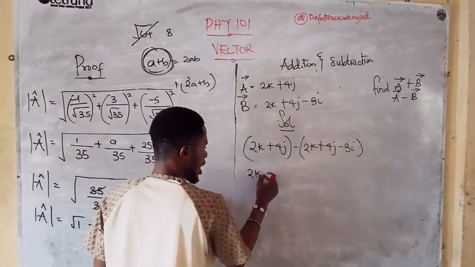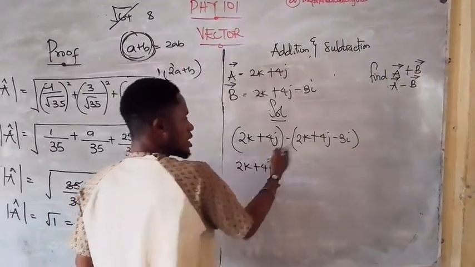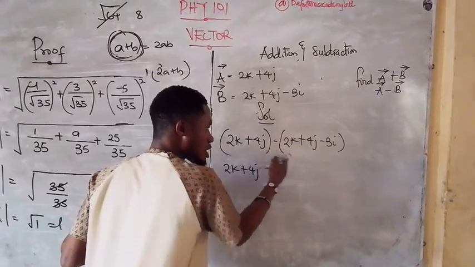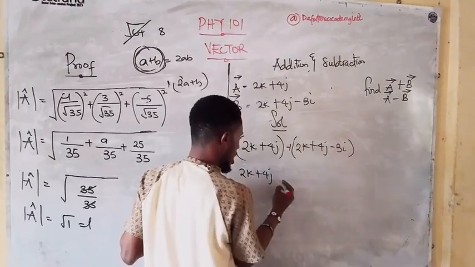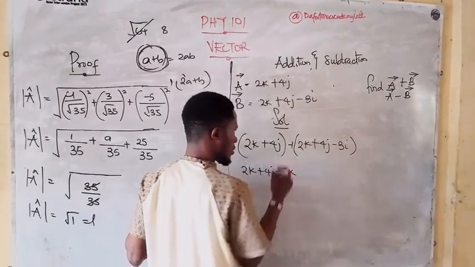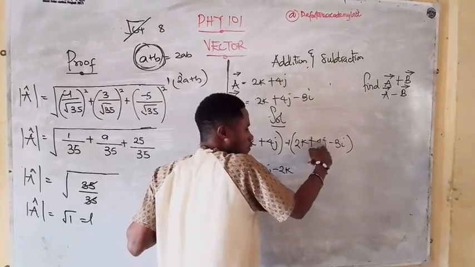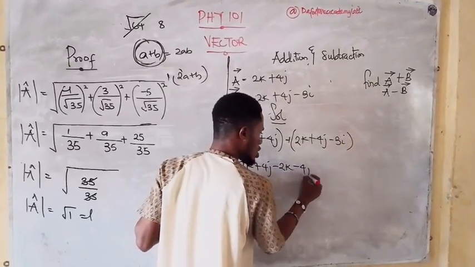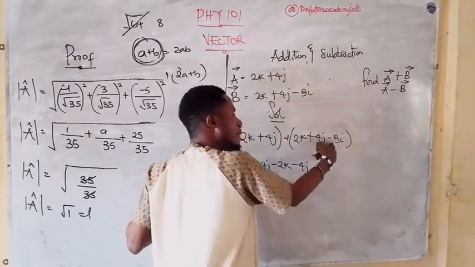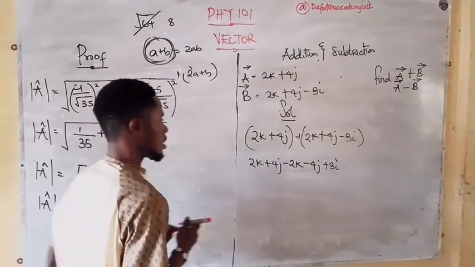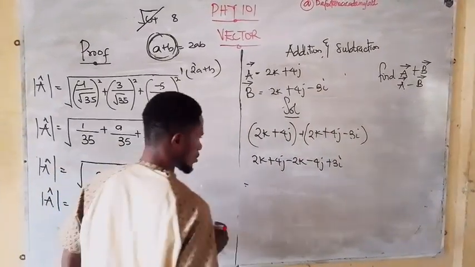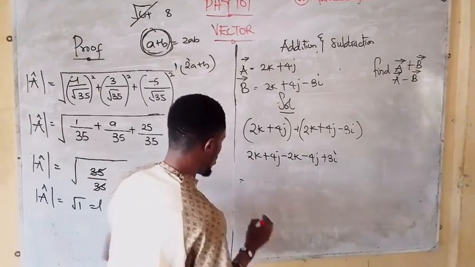So I have 2k plus 4j. This guy, this is why I told you, put them in bracket. 1 is here. Minus 1 times 2k will give us what? Minus 2k. Minus 1 times 4j will give us what? Minus 4j. Minus 1 times minus 3i will give us what? Plus 3i.